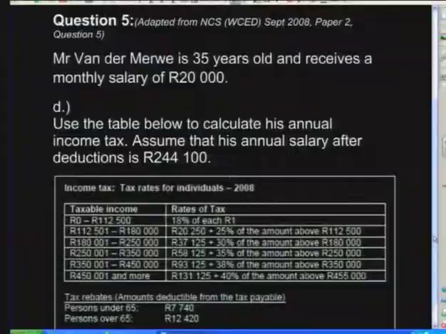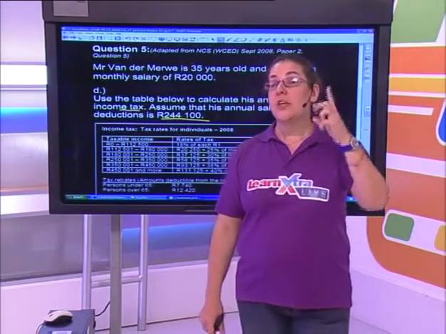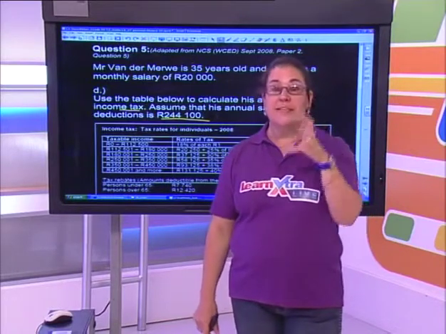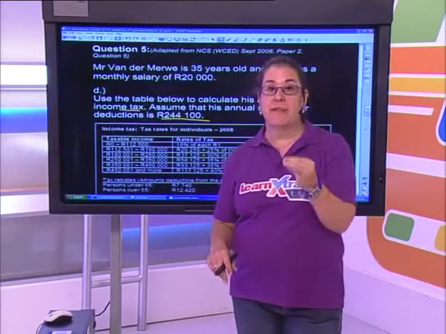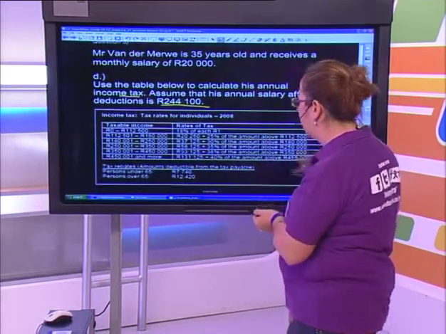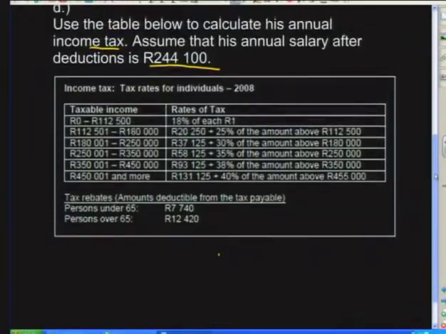Right, now use the table below to calculate his annual income tax. Assume that his annual salary after deduction is R244,100. That's the answer we received. And very often they're going to give you the answer so you can check it. But if you made a mistake and you didn't get this number, please then use the number that they've given you. And if they give you a value, always use their value rather than one that you've calculated.